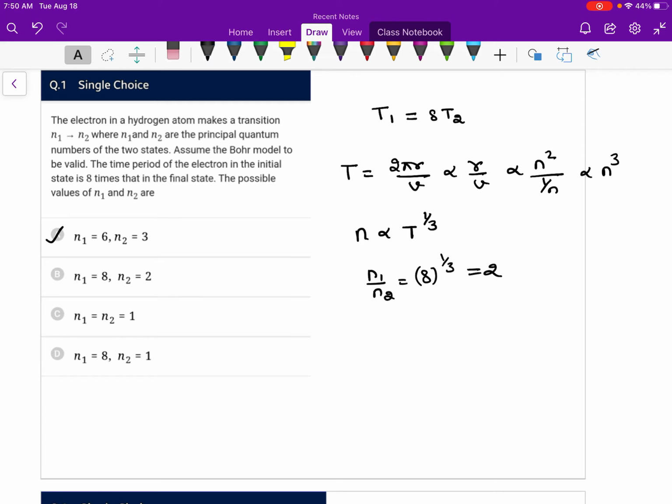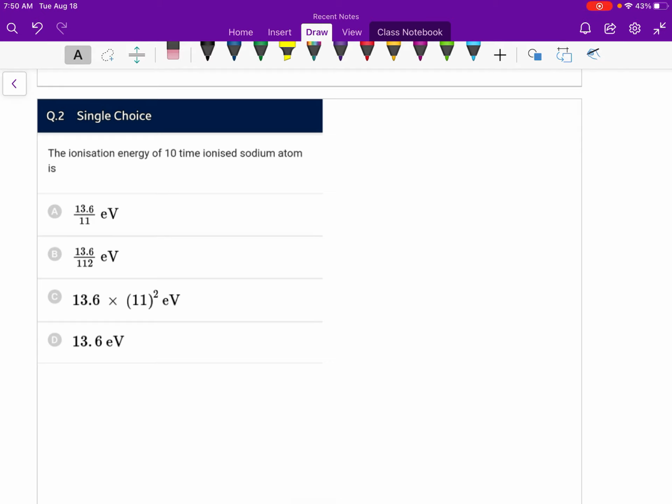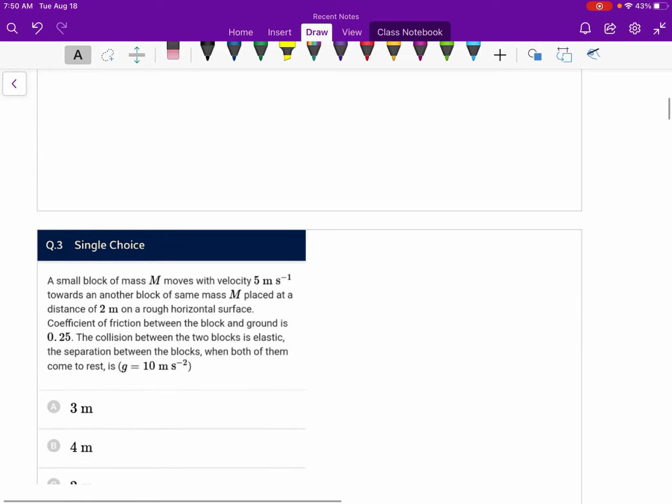Alright. Now let's move to the next question. Ionization energy of a 10 times ionized sodium atom. The ionization energy of a hydrogen-like atom having atomic number Z is Z square E naught, where E naught is the ionization energy of a hydrogen atom in the ground state. Now Z is 11 for sodium, so 11 square E naught, and E naught is 13.6 eV. So the correct option is 13.6 into 11 square.